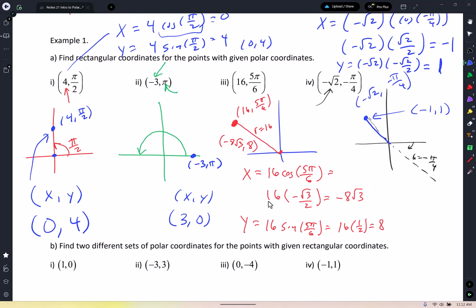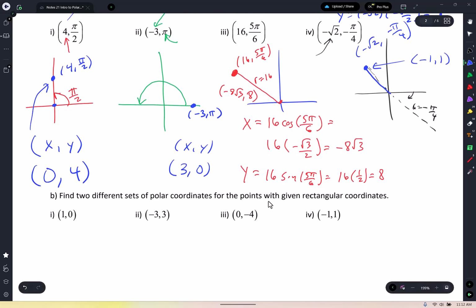In Roman numeral 2, we were not in any quadrant. We were in the axis. We were on the negative x-axis, and then that negative put me to the positive x-axis. So from the axis, it just flips, and then it's just the opposite. You know what I mean? Yes. Okay.